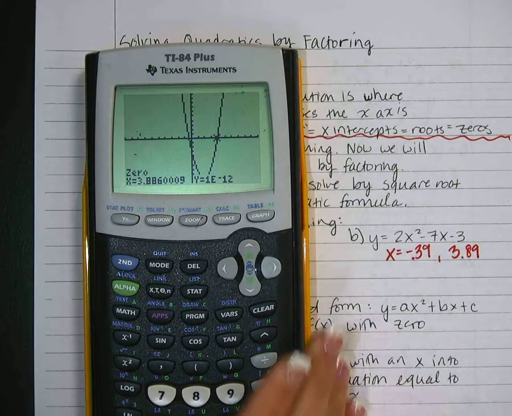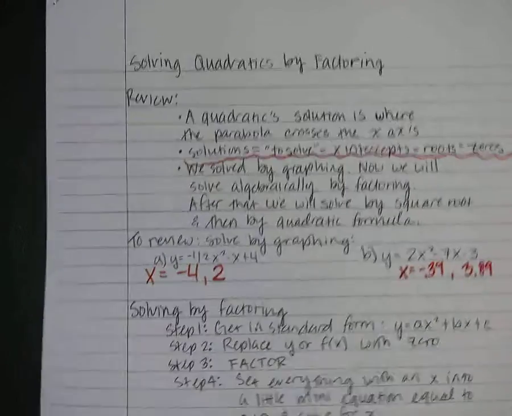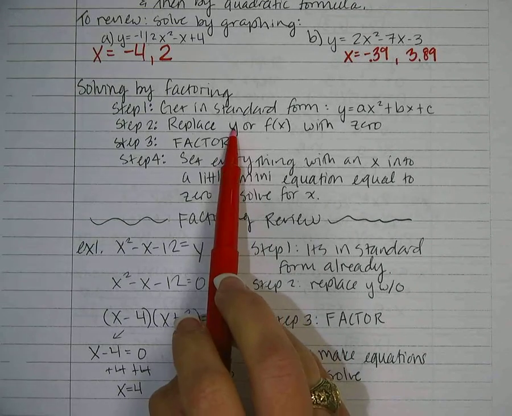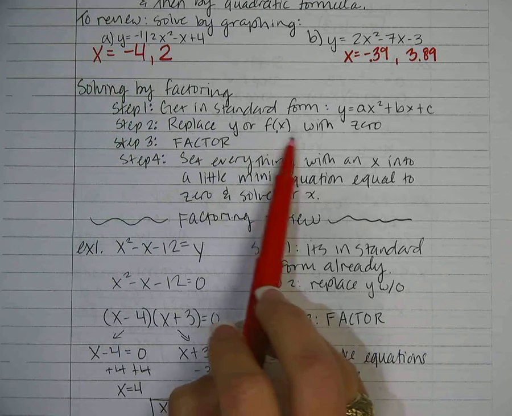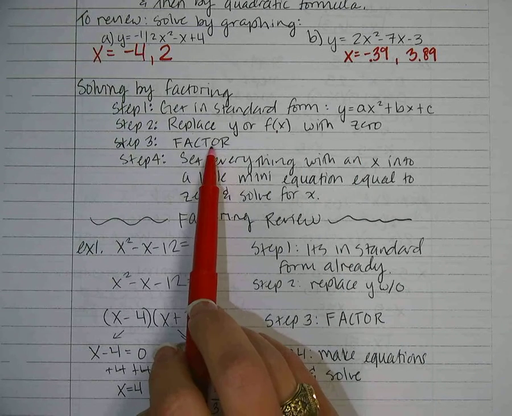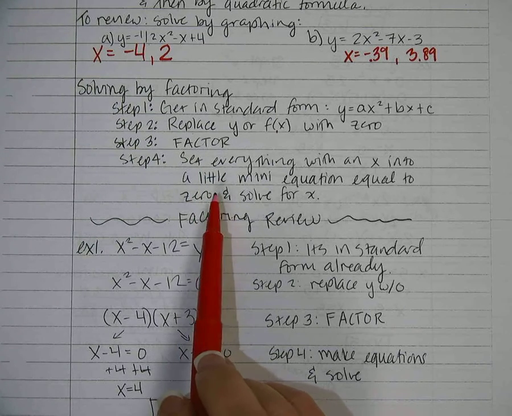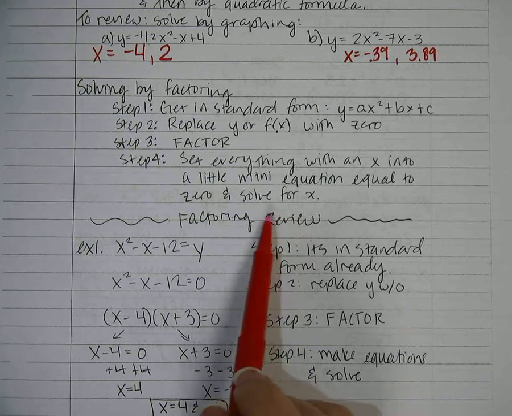Okay, so let's move on to our new material. Today we're going to solve by factoring. So really this completely just builds on what you already know, which is how to factor. And then you're just going to do one extra step. So first you need to make sure your quadratic is in standard form, which is y equals ax squared plus bx plus c. Then you'll replace y or f of x, whichever is there, with 0. Then you need to factor. And then set everything with an x in a little mini equation equal to 0 and solve for x.